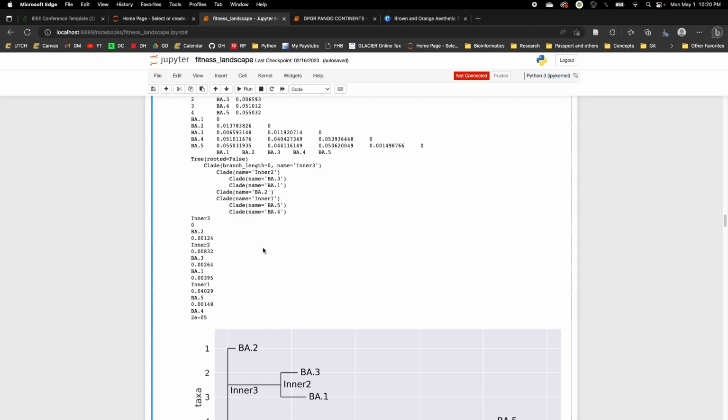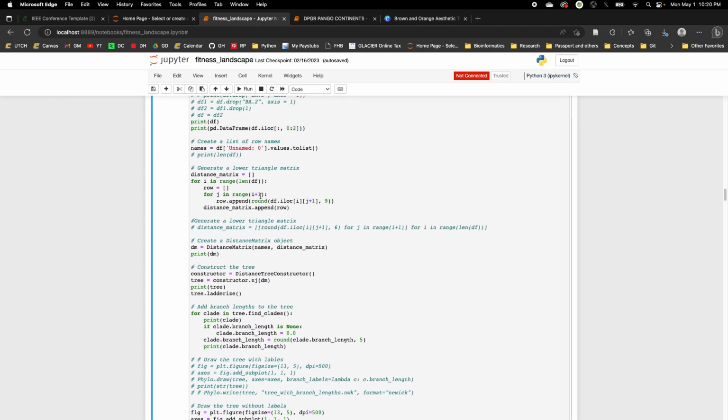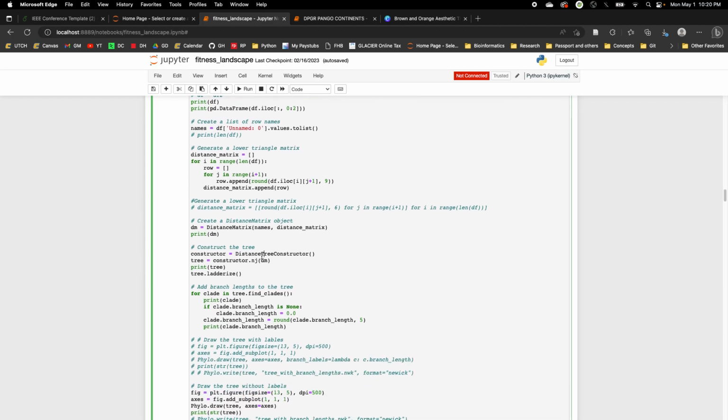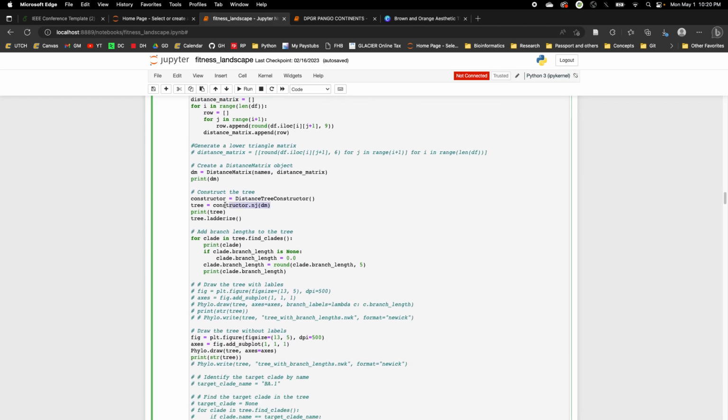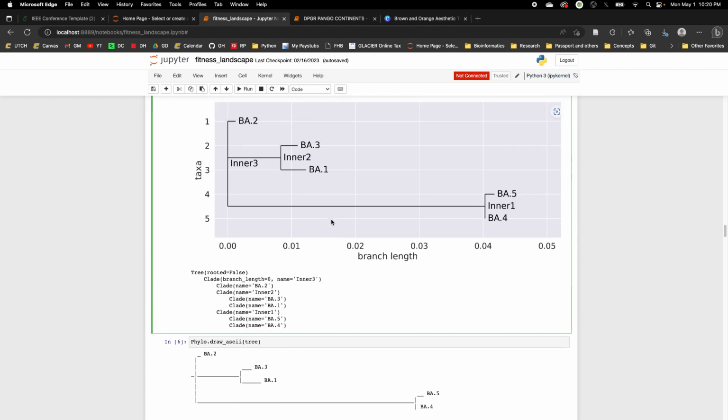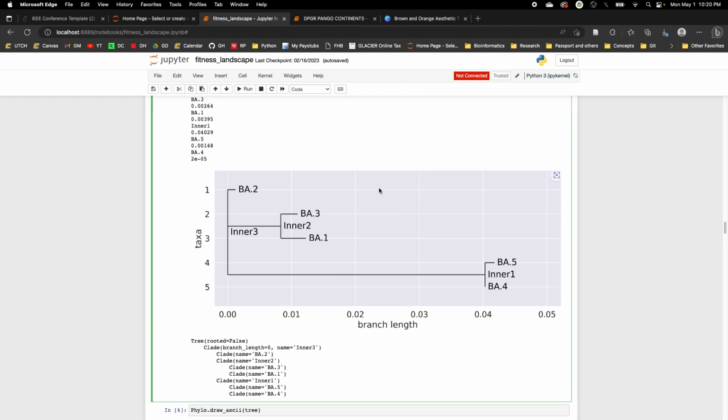And after converting to a lower triangular matrix, we used BioPython's distance matrix and distance tree constructor object to create the neighbor joining tree. And this is the final output of the tree. We'll be talking a bit more about what the tree means in the later portion of our presentation. So I'm just taking you to the main presentation again.